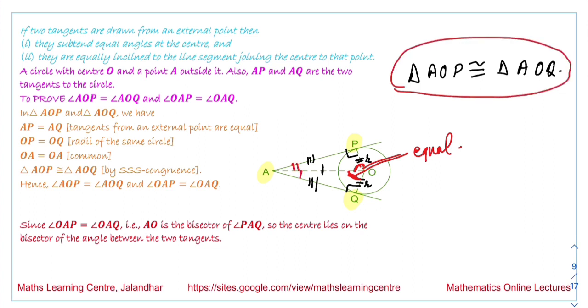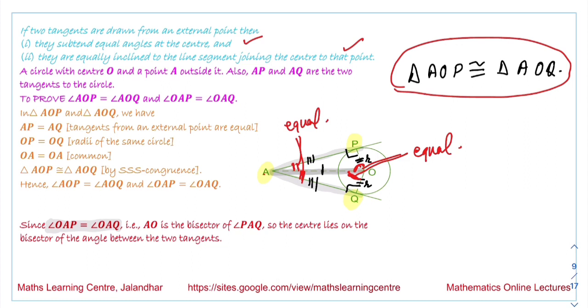And the second thing we have is that both these angles, OAP and OAQ, are equal to each other. And this is what we have to prove, that these two tangents subtend equal angles at the center and they are equally inclined to the line segment joining the center to that point. So because angle OAP and angle OAQ are equal to each other, OA is the bisector of angle PAQ. So the center lies on the bisector of the angle between the two tangents.